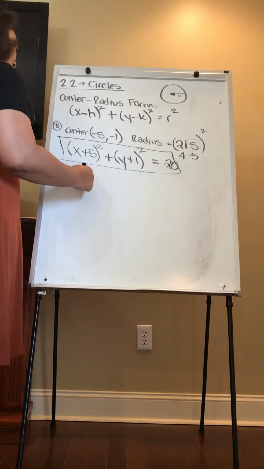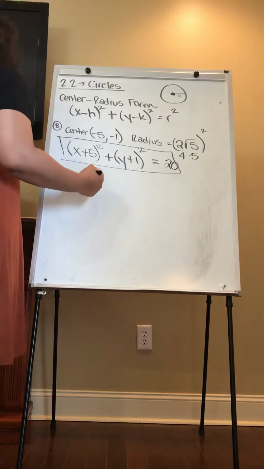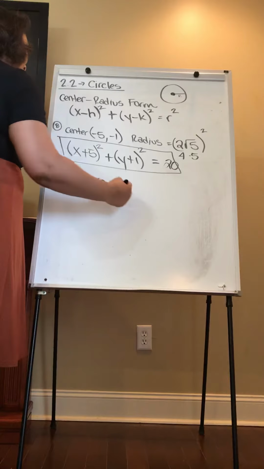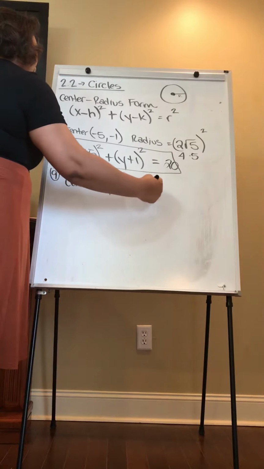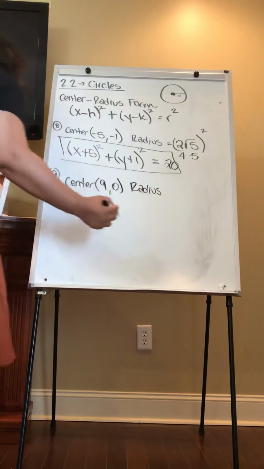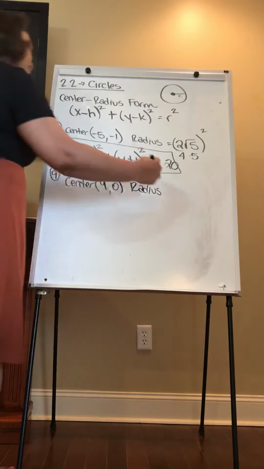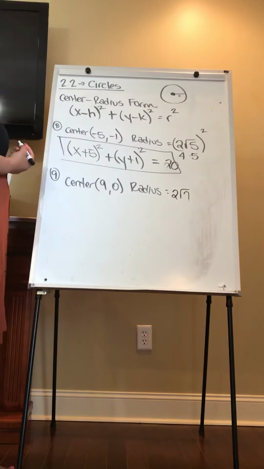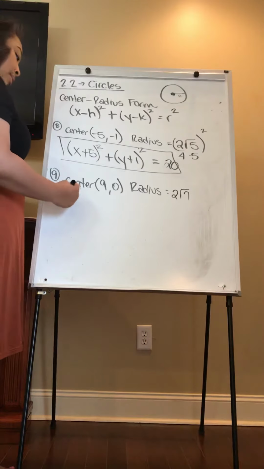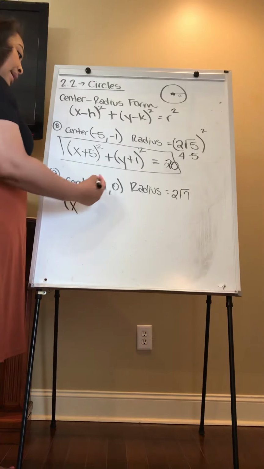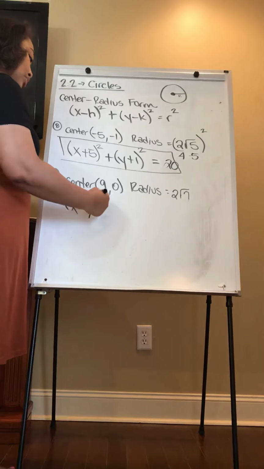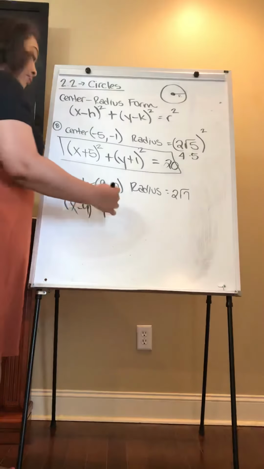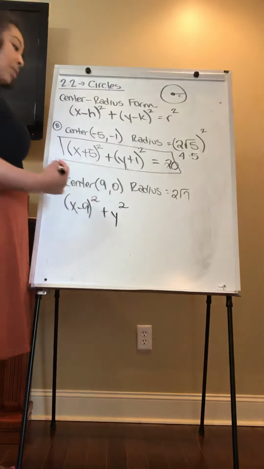What if we had the center of 9, 0, and a radius of 2 square roots of 7. So our equation would be x minus 9 squared plus, if you got 0, that's just going to represent y squared.